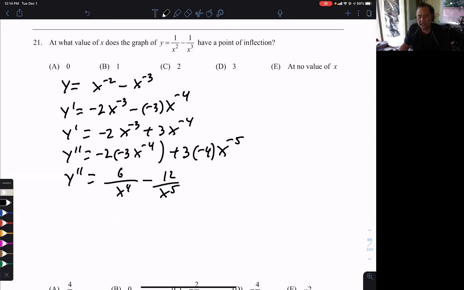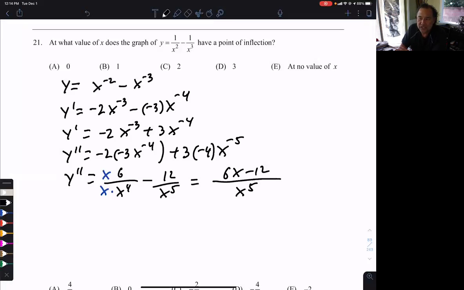Now to find the points where the second derivative could change signs, it's going to be where it's 0 or undefined, the second derivative. So I want to get a common denominator and make this one fraction. I wish they both were x to the 5th. Well, I can do that by multiplying by 1. There's my 1. So this is common denominator of x to the 5th, and I'm going to have 6x minus 12. That is my second derivative.